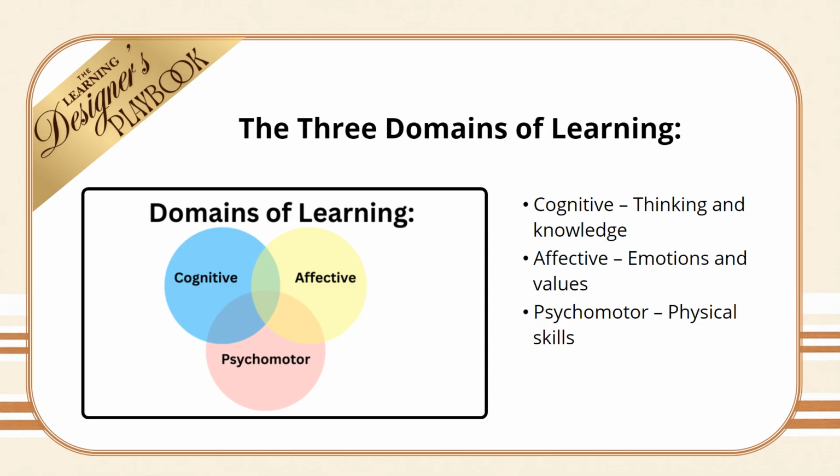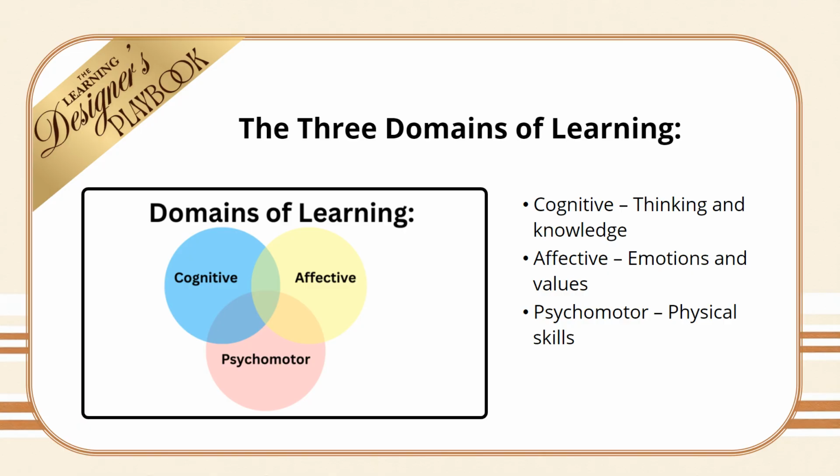The third domain is the psychomotor domain, which addresses physical skills and hands-on performance. This is particularly relevant in fields such as healthcare, manufacturing, sports, and technical training. It covers everything from precision and coordination to the ability to perform tasks automatically after practice.